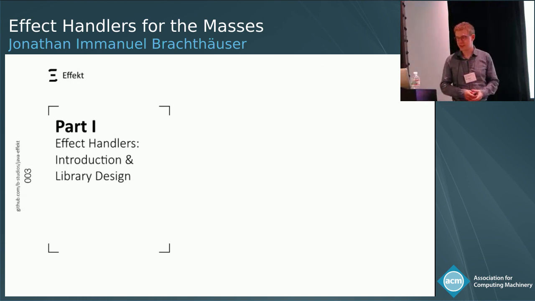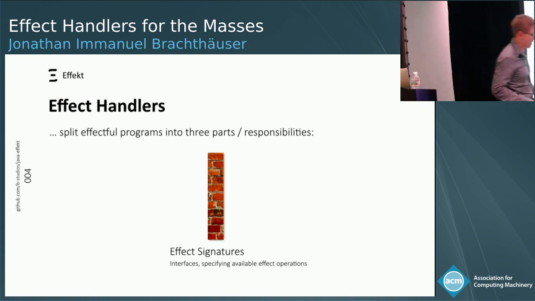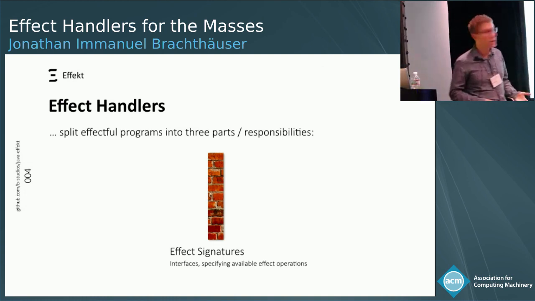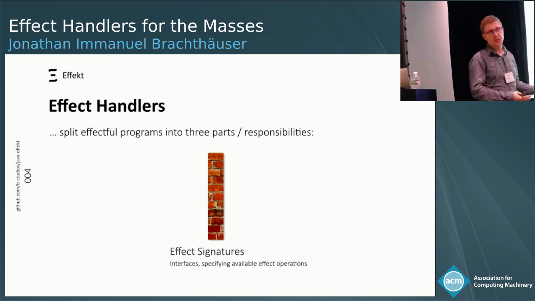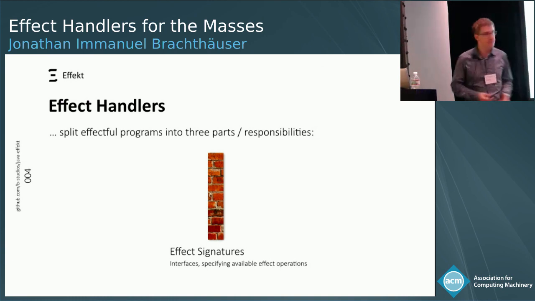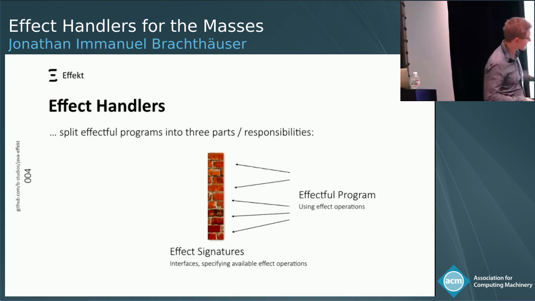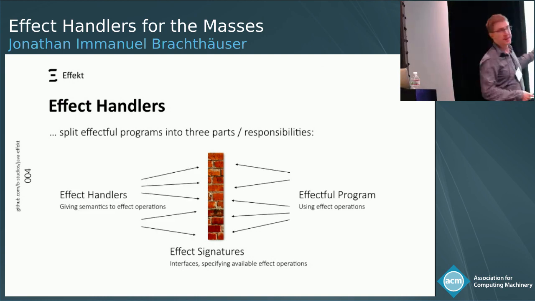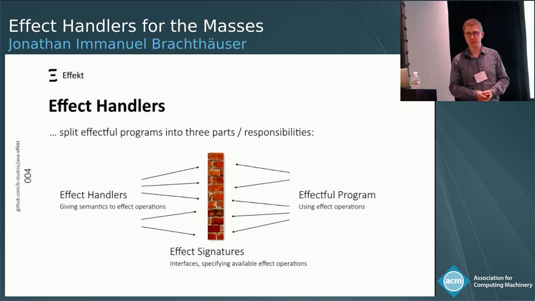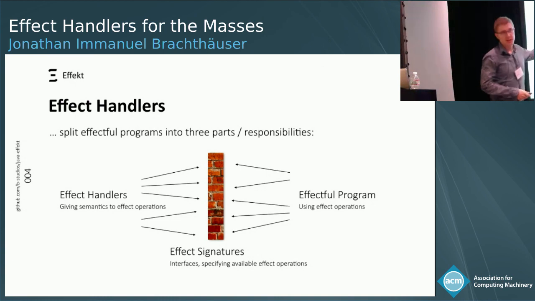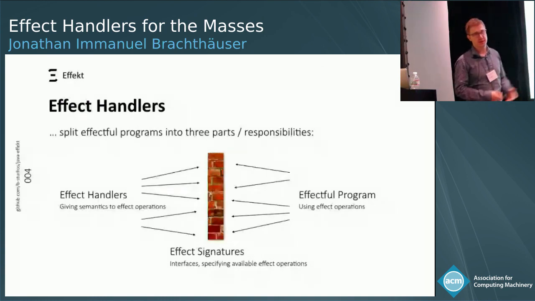But first, let's talk about what effect handlers are. Effect handlers have a deep theoretical foundation in category theory, but for the purpose of this talk, it's enough to understand them as a new way to structure your programs. When working with this programming paradigm, we split the programs into three parts. We have effect signatures, which group available effect operations. Then we have effectful programs that use these effect operations. And we have effect handlers that give semantics to the effect operations. The effect operations otherwise are abstract, and only effect handlers give semantics to them.